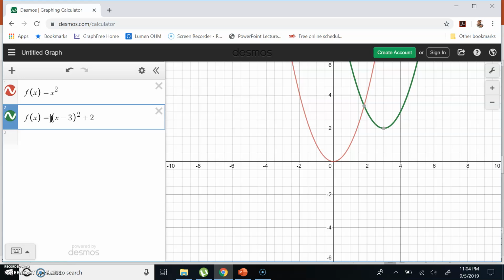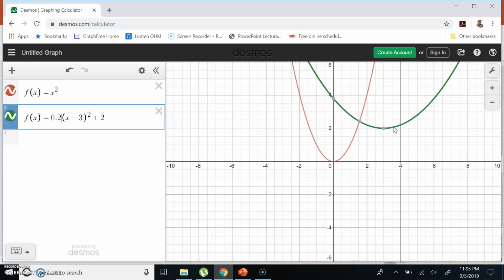So let's say my stretch is 4. Look at what happened to the function. It shrunk. Compare the original function, the parent function, to the new function. It shrunk. If I increase that to 8, it shrinks even more. If I increase that to 100, it shrinks even more. If I write that as a decimal, like 0.5, then it gets wider. If I write that as 0.2, it gets even wider.